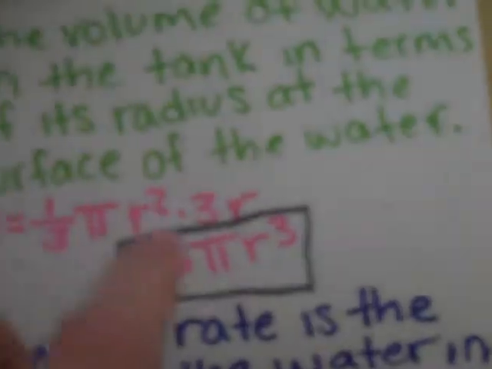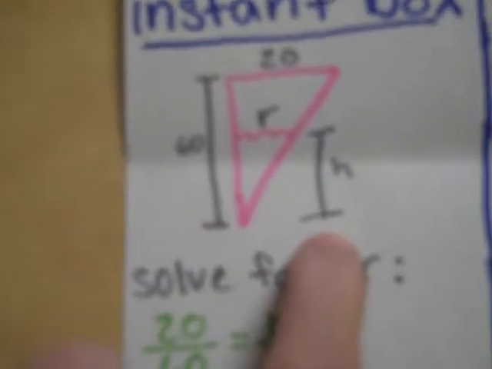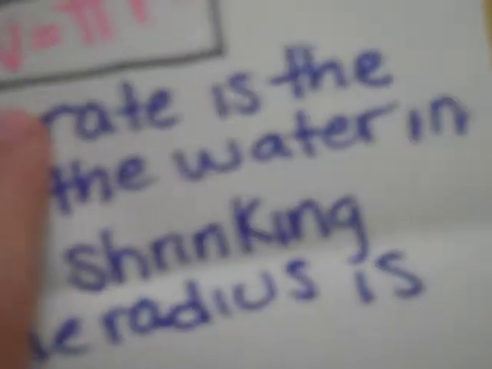Part A says find an expression for the volume of water in the tank in terms of its radius at the surface of the water, which means you want to take that equation and get rid of the h. To do that, you use an instant box. 60 is the height, h is the height and r is the radius, and you solve for r. 20 over 60, the ratio, equals r over h. Divide by 60 so that you get r equals h over 3.